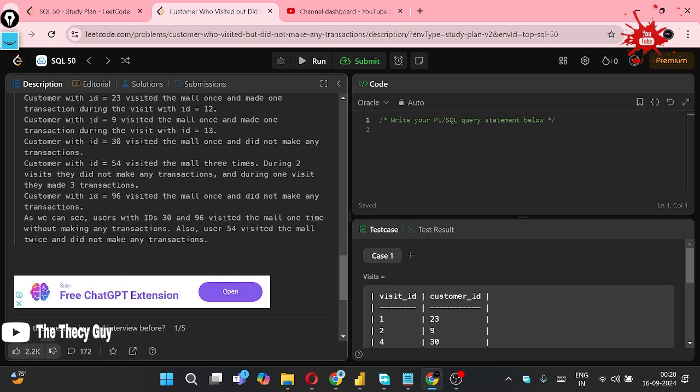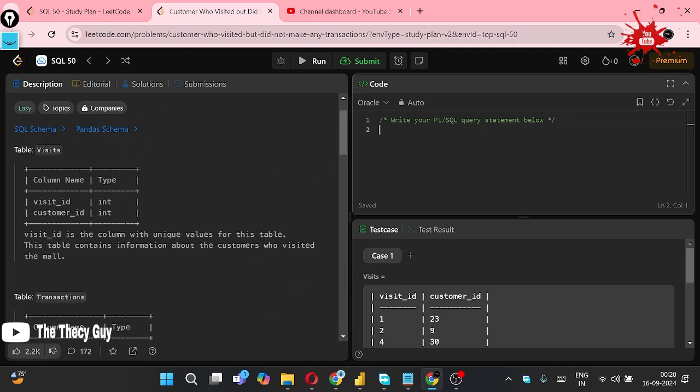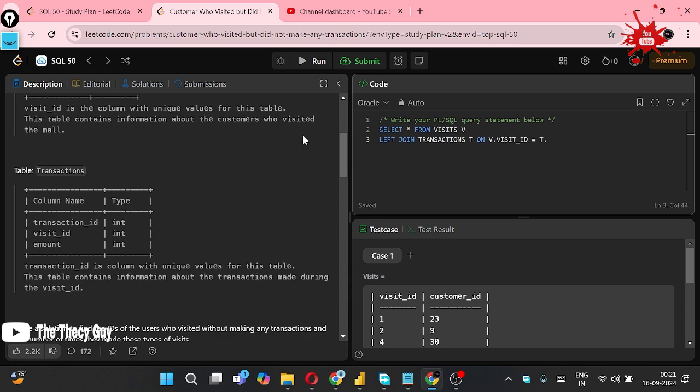So when I was starting out and solving this question, I still remember what I was going to do here: select star from the table visits v left join transactions t. Always use left join to tackle null values. On v dot visit id equals t dot visit id, since transactions also has visit id. Yeah, it is done.